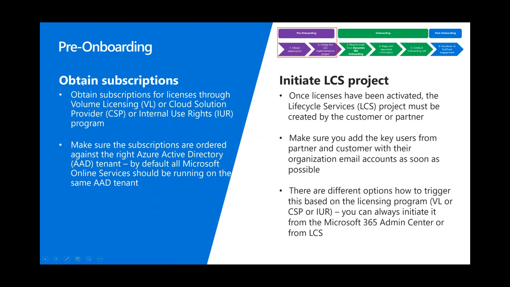Customers and partners obtain subscriptions either through a volume licensing program, for example, an enterprise agreement, or they sign up with a cloud solution provider, CSP. Partners can also obtain subscriptions through what we call internal use rights, the IUR program. Each of these programs has slightly different lead times that you need to be aware of, and slightly different mechanisms to complete the purchasing and the license activation process.